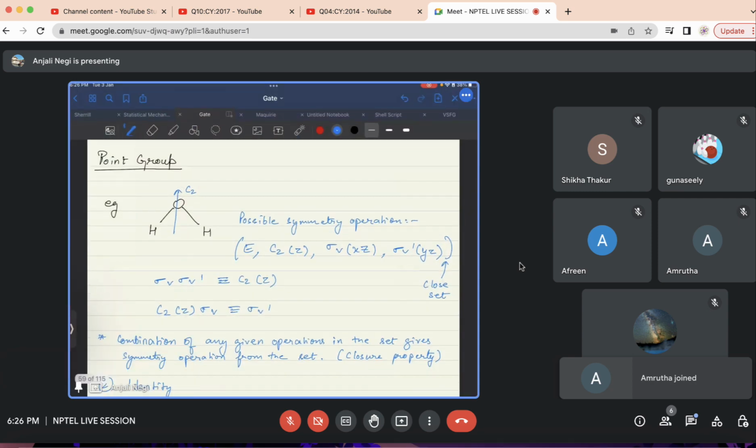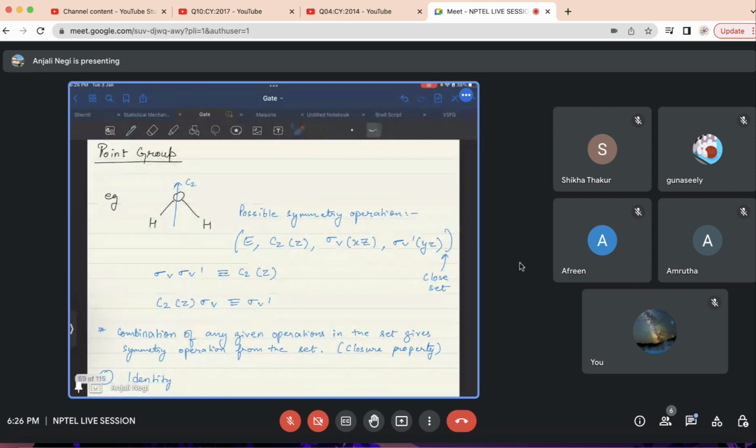Yes, so for point group, if you take one example, for example this water molecule, we have a C2 axis here, and if I write down the possible symmetry operations that I can have for this H2O molecule, it will be identity, C2 axis. So if I say this one is in the Z direction, I can write it as C2Z. Sigma V, that is the vertical plane, the mirror plane vertical to my C2 axis.